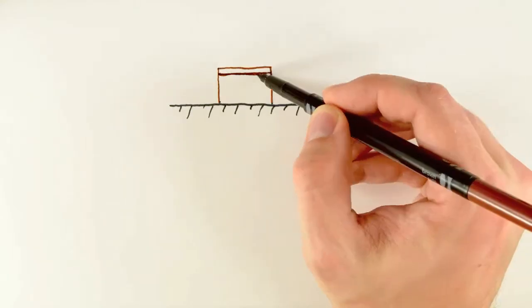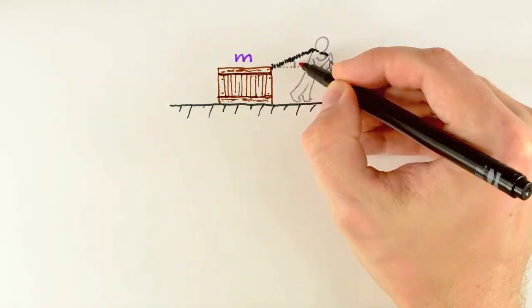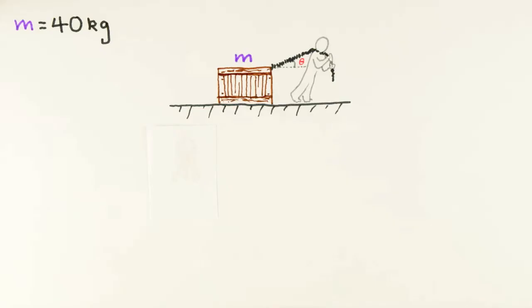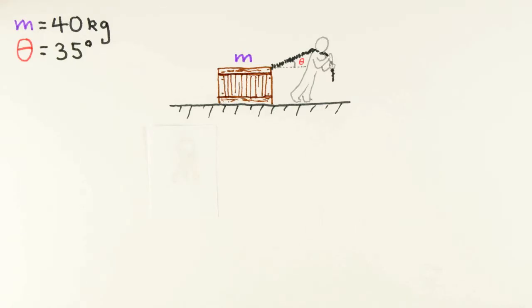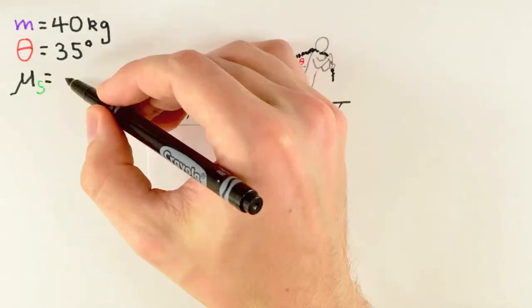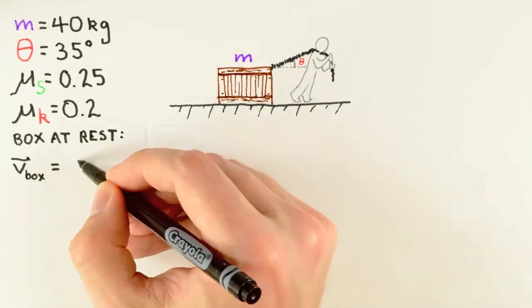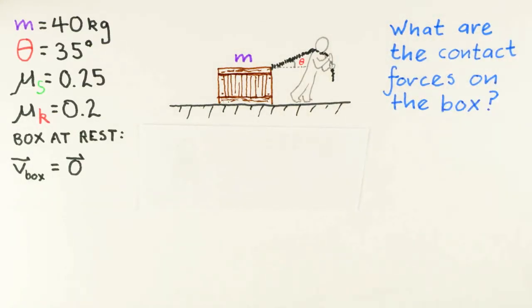Let's discuss this by looking at the following setting. Imagine we're pulling on a rope attached to a box of mass m equals 40 kilograms, sitting on level ground. The rope makes an angle of theta equals 35 degrees with respect to the horizontal, as shown. The coefficients of friction between the box and the ground are static coefficient equals 0.25, kinetic coefficient equals 0.2. The box is motionless. What are the contact forces, expressed as vectors, acting on the box?